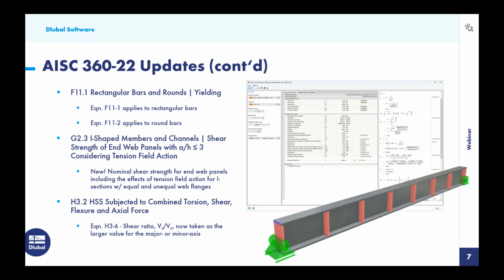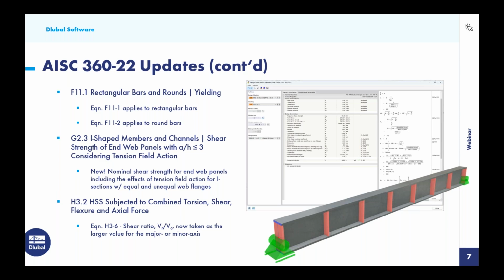Section G2.3, I-shaped members and channels. This is shear strength of end web panels with a over h less than or equal to 3, considering tension field action. So this is a completely new section within the 2022, and it's to calculate the nominal shear strength for end web panels, including the effects of tension field action for I sections with equal or unequal web flanges.